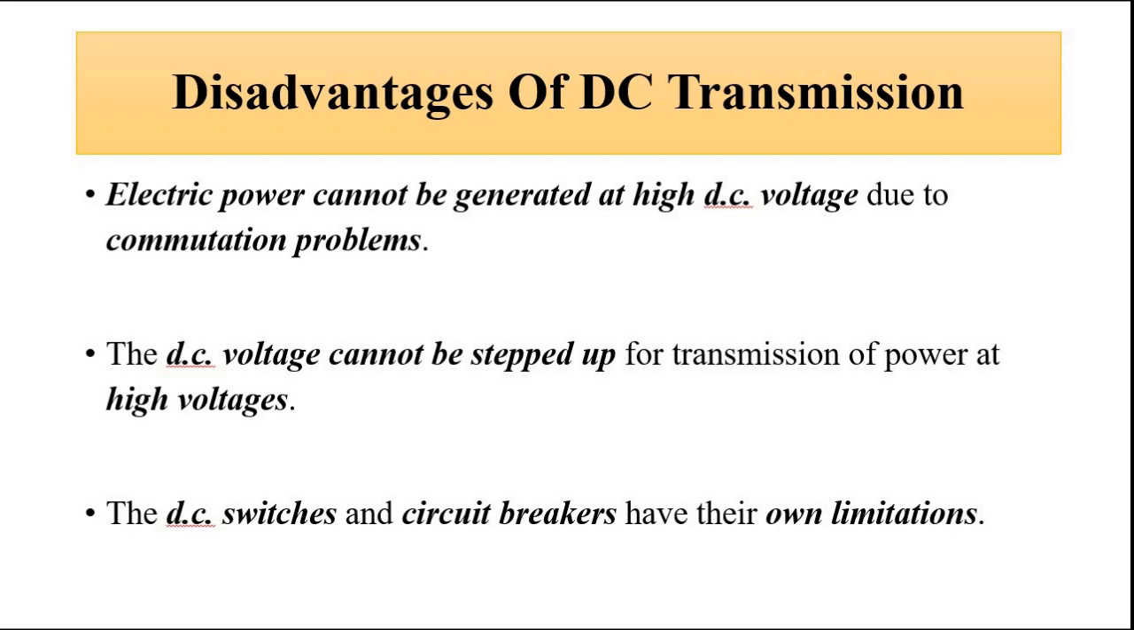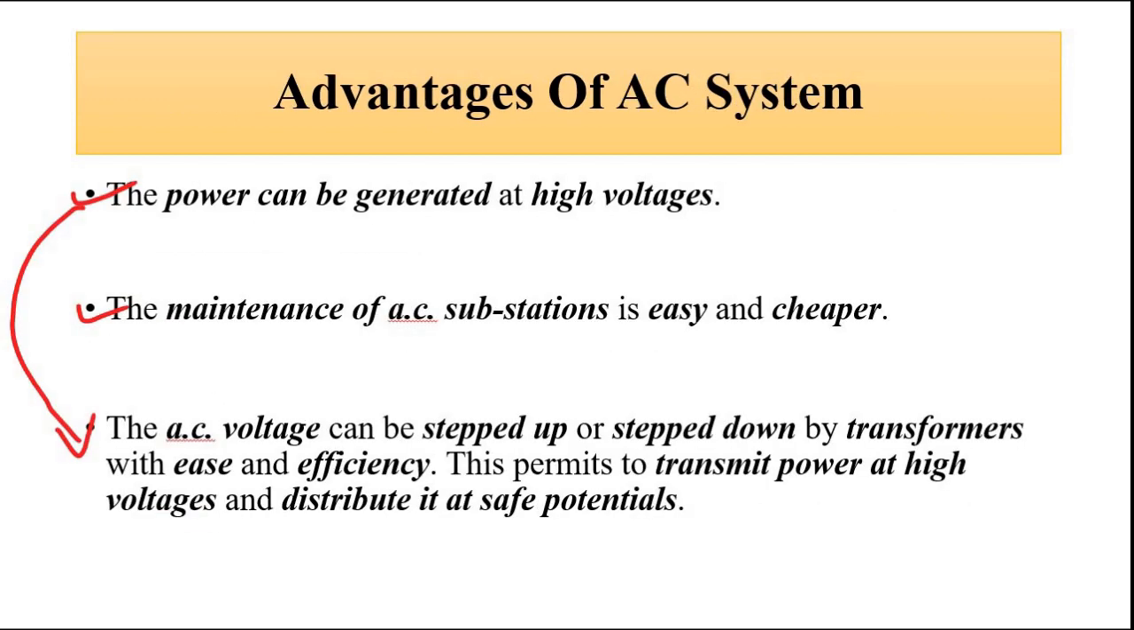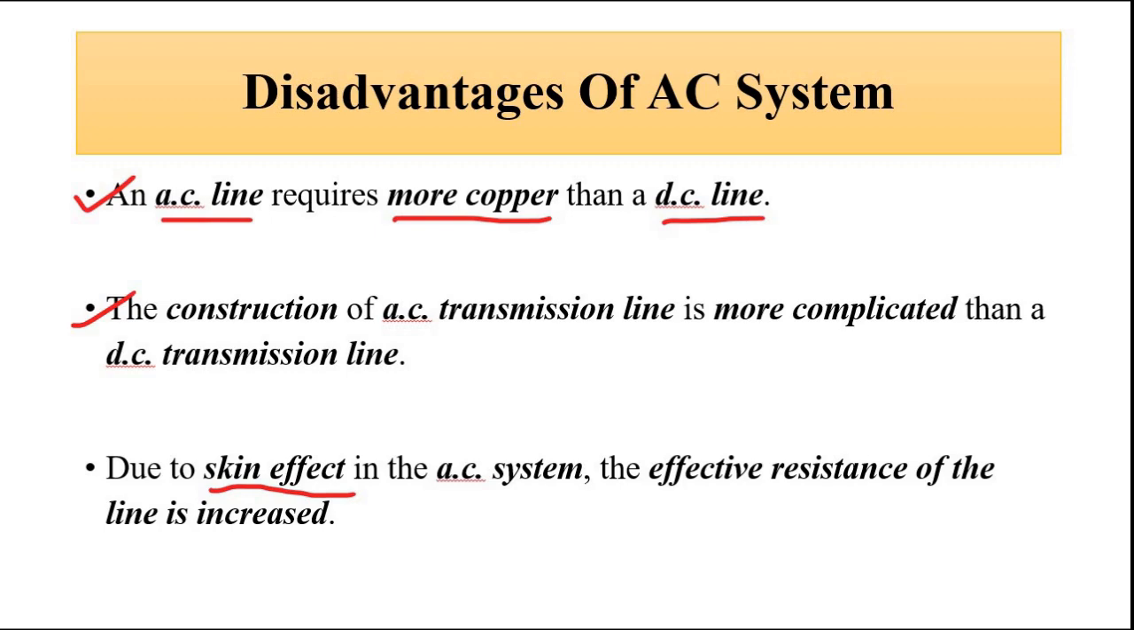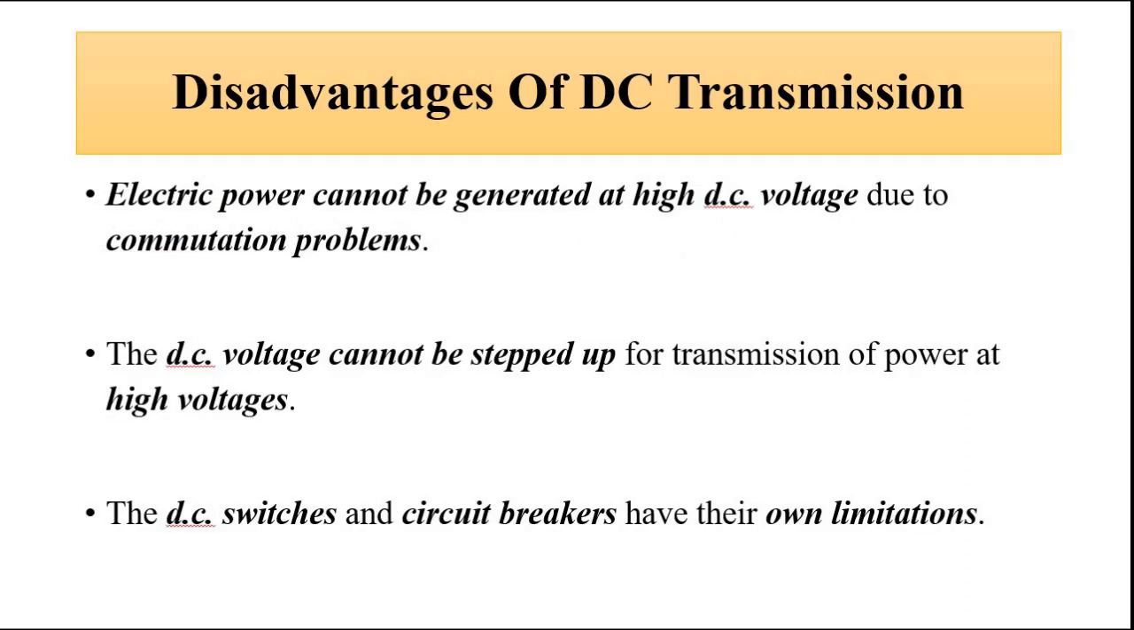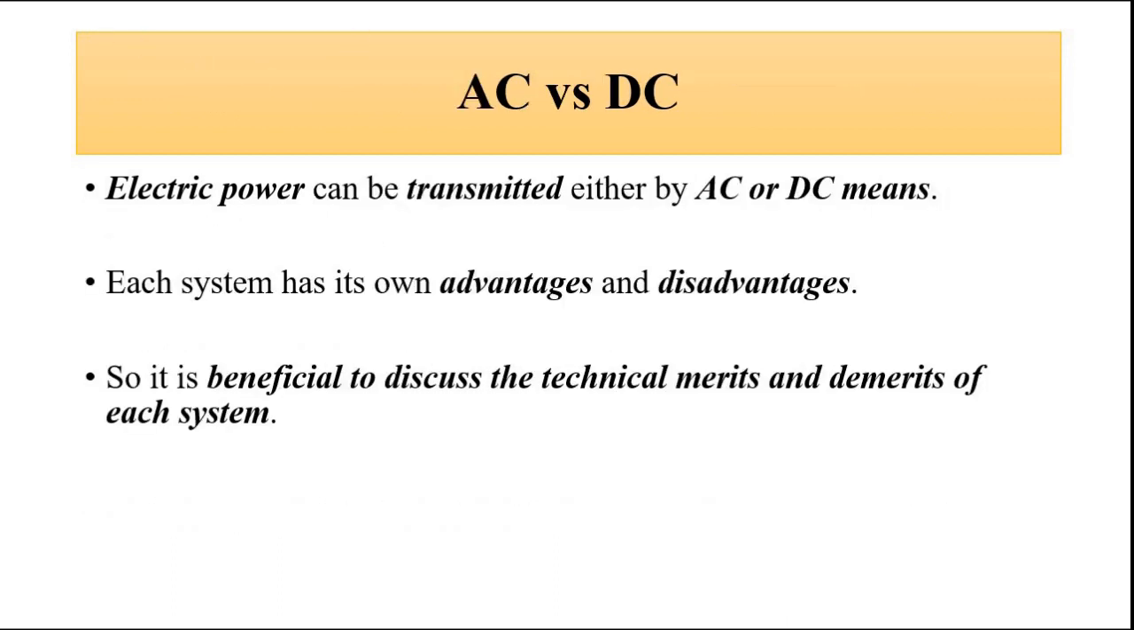So we have discussed the advantages and disadvantages of the AC system, and then the advantages and disadvantages of the DC system. And as I said, mostly AC is favored as compared to DC, but DC is also used. Because of certain operational requirements, we prefer DC as compared to AC, but mostly the AC power supply system is used. Okay.